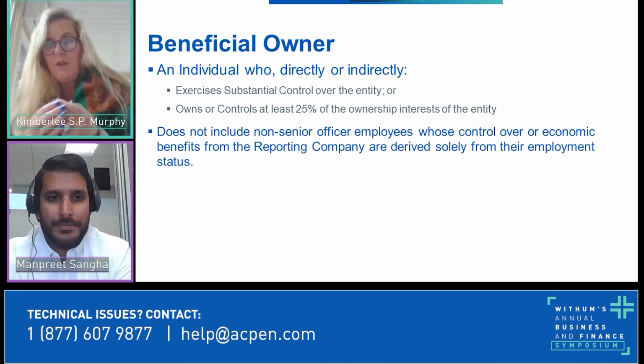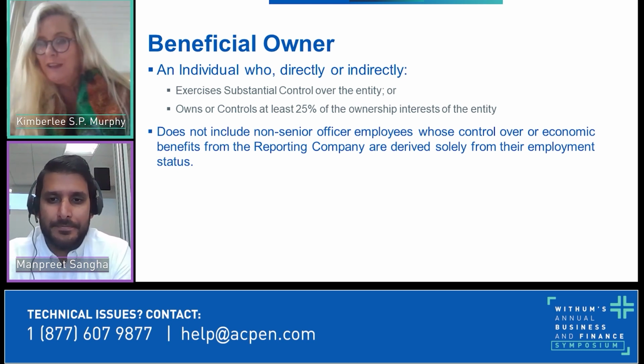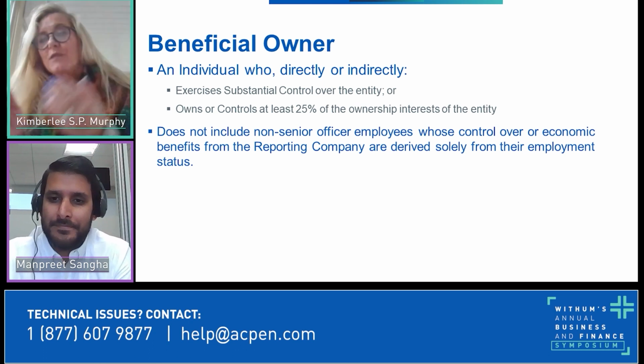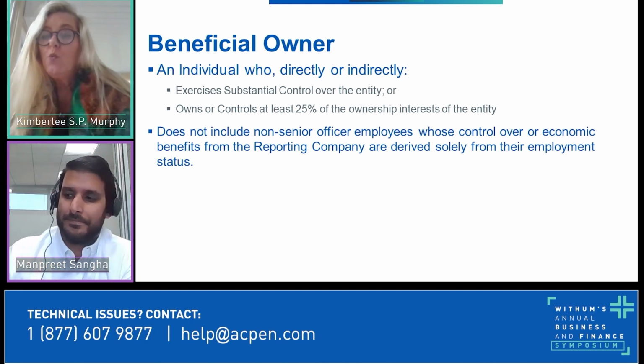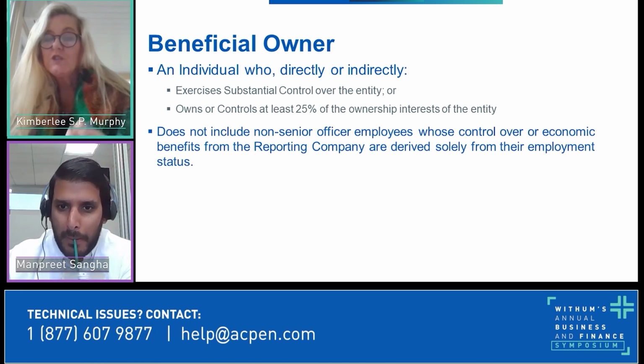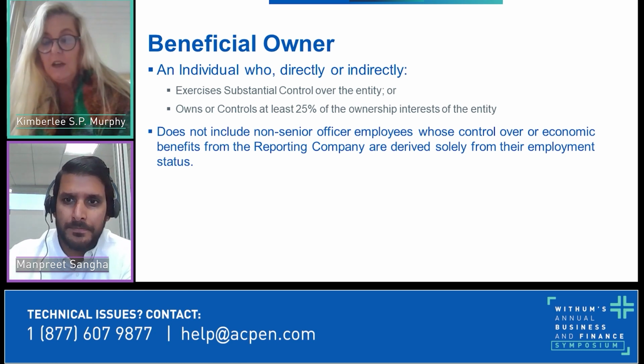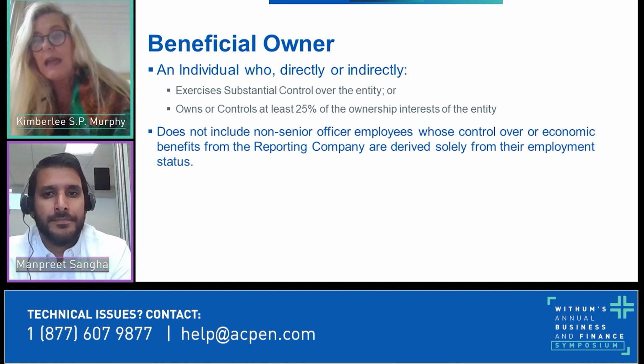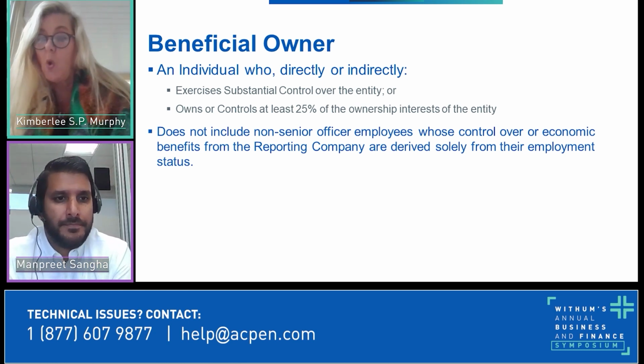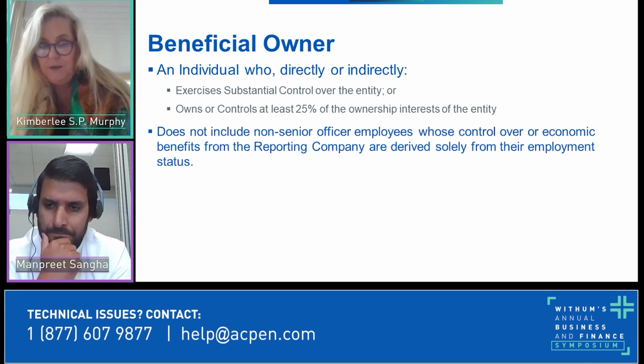So with that, you say, okay, I have not fallen into one of those exceptions, so I do need to file a report. So what do I need to report? You need to report your beneficial owners. So who are your beneficial owners? It's any individual who directly or indirectly either exercises substantial control over the entity or who owns or controls 25% of the ownership interests of the entity.